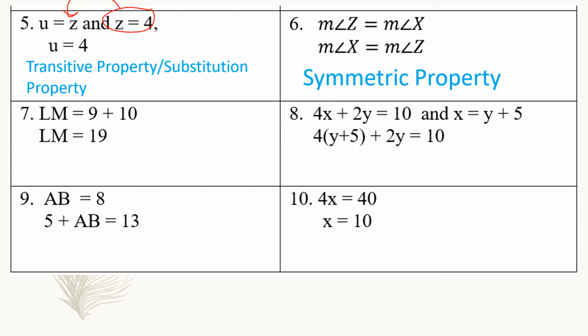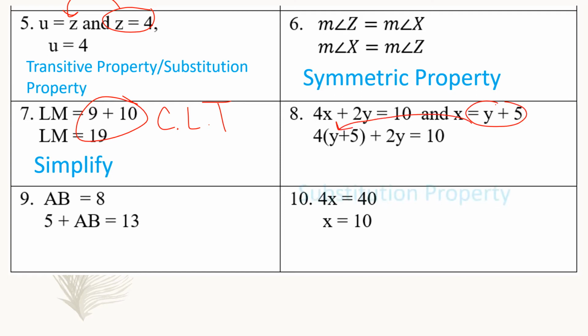Number 7, LM equals 9 plus 10, LM equals 19. Because you are combining like terms, CLT, combining like terms, that is simplify. Number 8, 4x plus 2y equals 10, and x equals y plus 5. So then our next one is 4 times y plus 5. I'm taking this and plugging it in for what x is, which would be the substitution property.